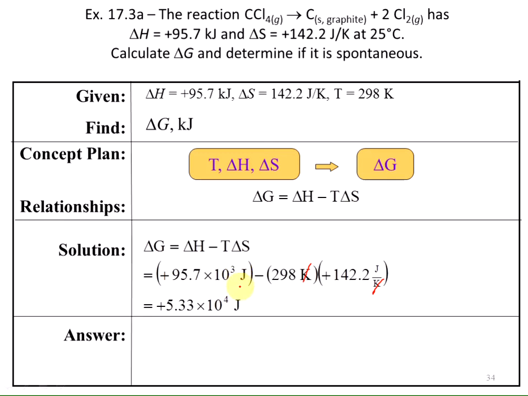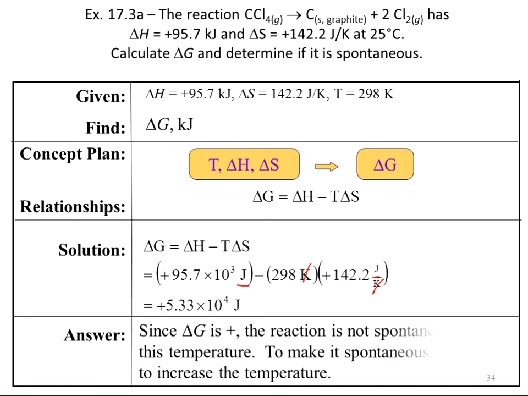So this is why I converted my delta H from kilojoules to joules, so that when I subtract these, I'm subtracting joules and joules. So my change in free energy of the system is positive 5.33 times 10 to the 4th joules. And since this is a positive value, this is a non-spontaneous reaction. It's not going to happen readily on its own. So if we wanted to make it spontaneous, we would have to increase the temperature.